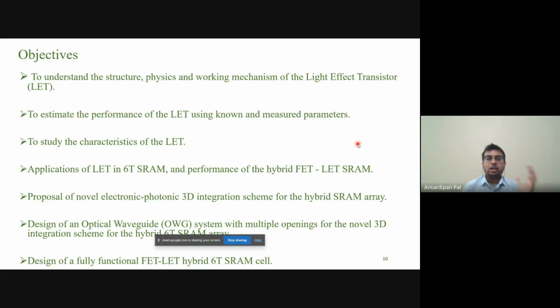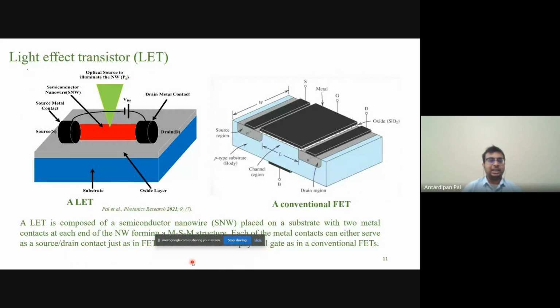The objectives are: to understand the physics, structure, and working mechanism of a light effect transistor; to estimate the performance of the LET using known and measured parameters; to study the characteristics of an LET. Now, this is the most important part: to use the LET in a 6-transistor SRAM, and a proposal of a novel 3D integration scheme. I discussed the design of the optical waveguide and the design of a fully functional FET-LET hybrid SRAM.